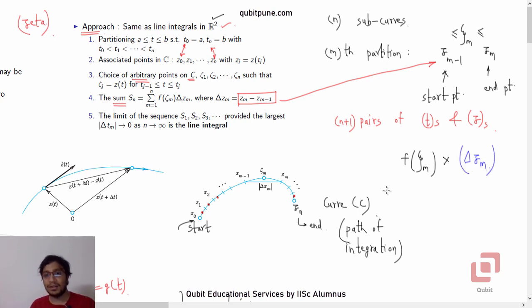Now if we are constructing, or if we are taking n subcurves, we expect to get n such terms, one associated with each subcurve. Okay, now we are going to add them up. So we will get the following sum. M will go from 1 to n, and let us call this sum Sn.